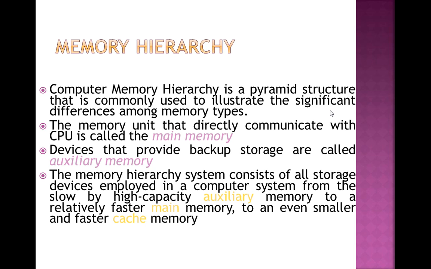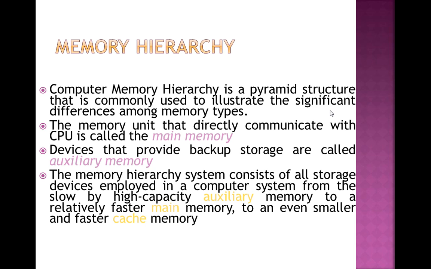The next one says the memory unit that directly communicates with the CPU is known as the main memory. So the first type of memory that directly communicates, that is internal, is known as the main memory. The next one says devices that provide backup storage are known as the auxiliary memory. So the device or memory that provides the backup is known as the auxiliary memory.